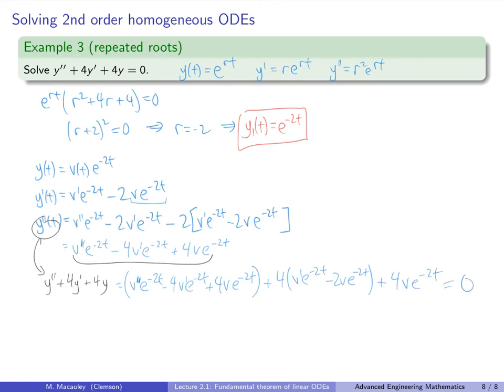So what we can do is factor out an e to the minus 2t. So we can write this as e to the minus 2t times, well, what's this mess? So how many v double primes are there? That's easy. There's one, v double prime, just this guy. How many v primes are there? We have negative 4 here and positive 4 there.